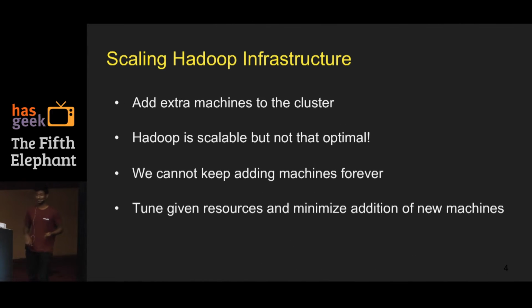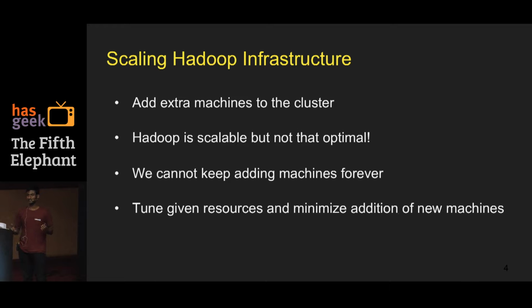So how do you scale Hadoop? Simple, you add extra machines to the cluster to improve its performance, right? You already saw how we went from a single cluster with 20 nodes to 10 plus clusters with 10,000 plus nodes. But there's one issue here. Though Hadoop is scalable, that is, you can add extra machines to improve the performance, Hadoop does not guarantee an optimal working cluster solution for you, right?